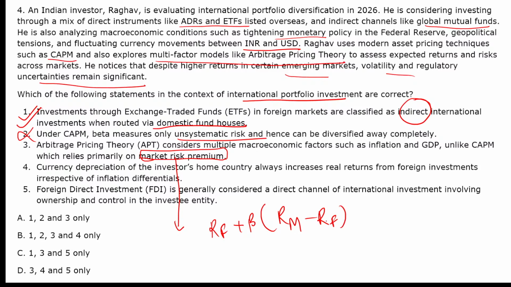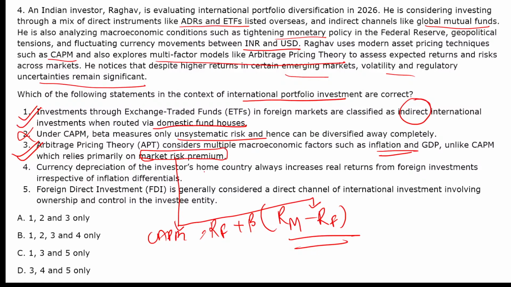What if you had not invested in this particular project and you would have kept your money in a risk-free security? This is what CAPM tells you. So market risk premium is RM minus RF, the return from the market minus risk-free return. This is the risk that you have taken, so this should be the premium that you should receive. So this is correct. Under APT, various factors are taken into consideration.